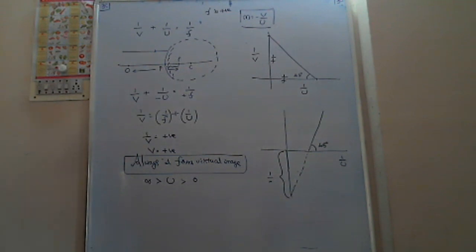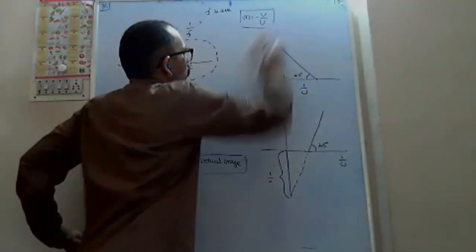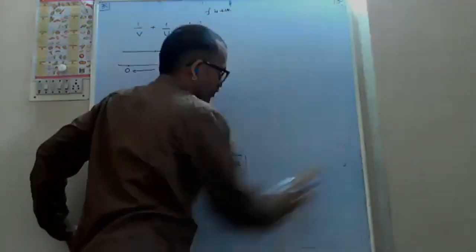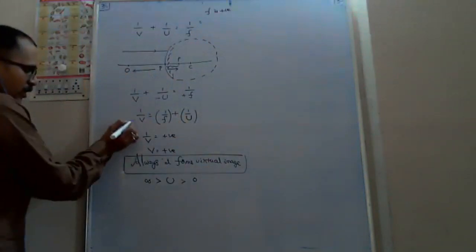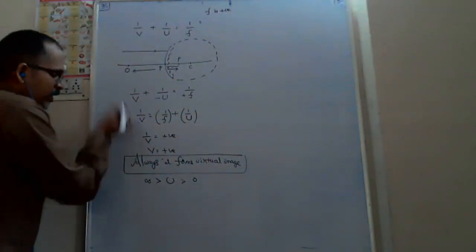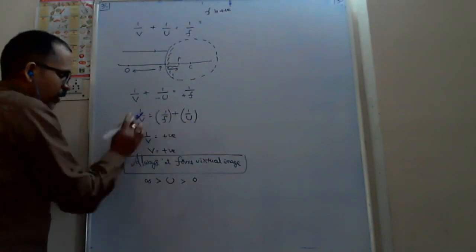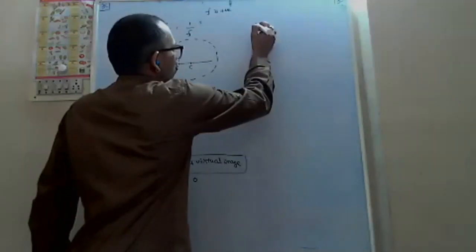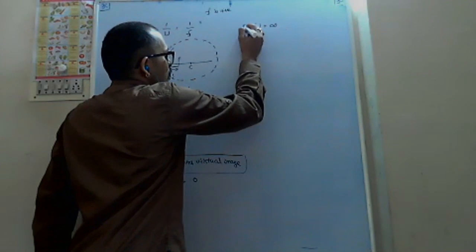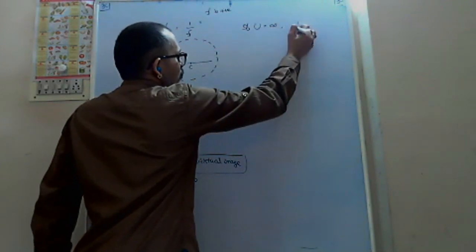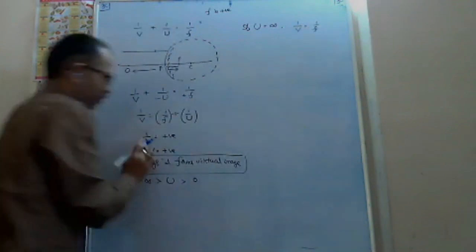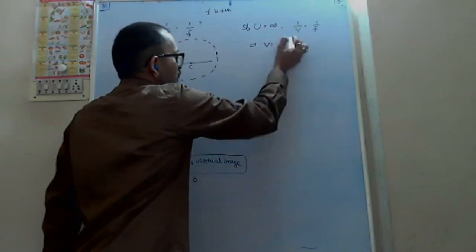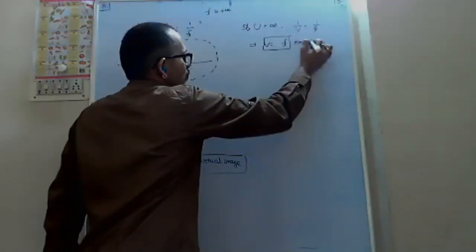Then they may ask, what will be the maximum value of V, the image distance? What is the maximum distance of the image? V is maximum means U should be maximum, because both are in the denominator. So the maximum value of U is infinity. If U equals infinity, I get 1 by V equals just 1 by F. Therefore V equals F. This is the maximum distance of the image.